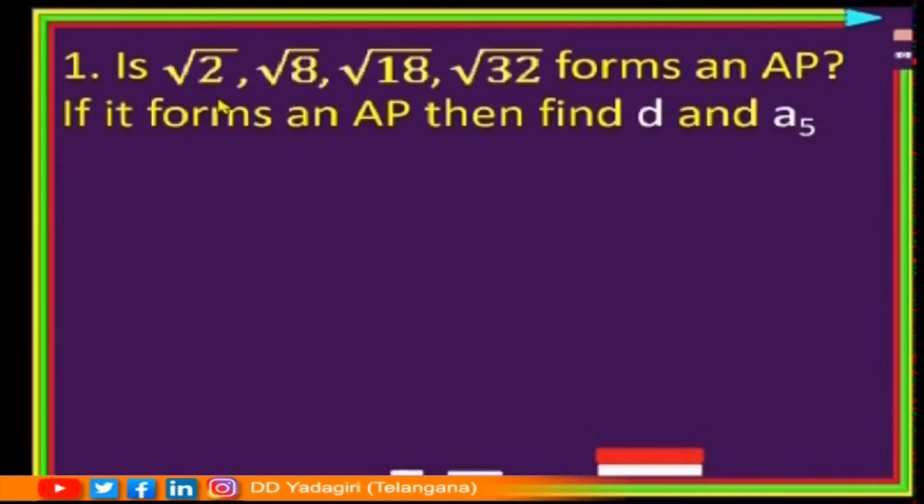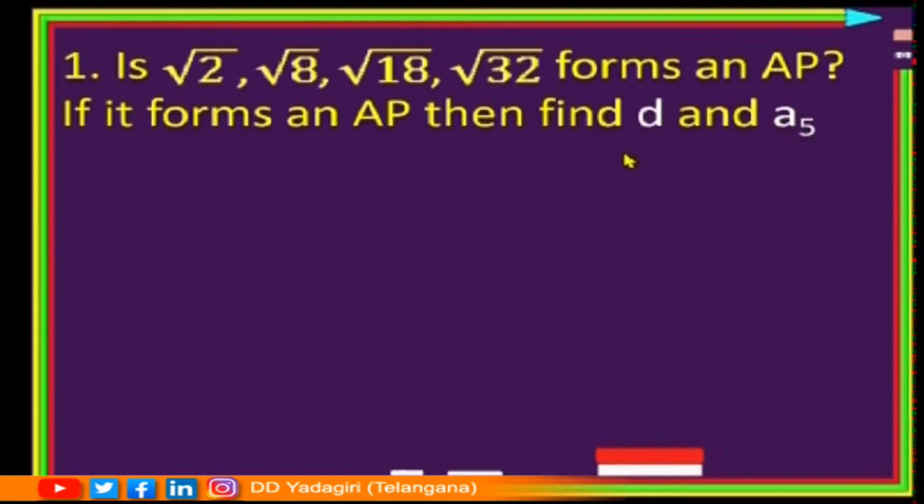Okay, now we have knowledge on nth term, right? So we will solve some problems based on that formula, nth term of AP formula. Okay, so this is the first problem. Is root 2, root 8, root 18, root 32 forms an AP? If it forms an AP, then find the value of d and the value of a5. a5 is nothing but fifth term.